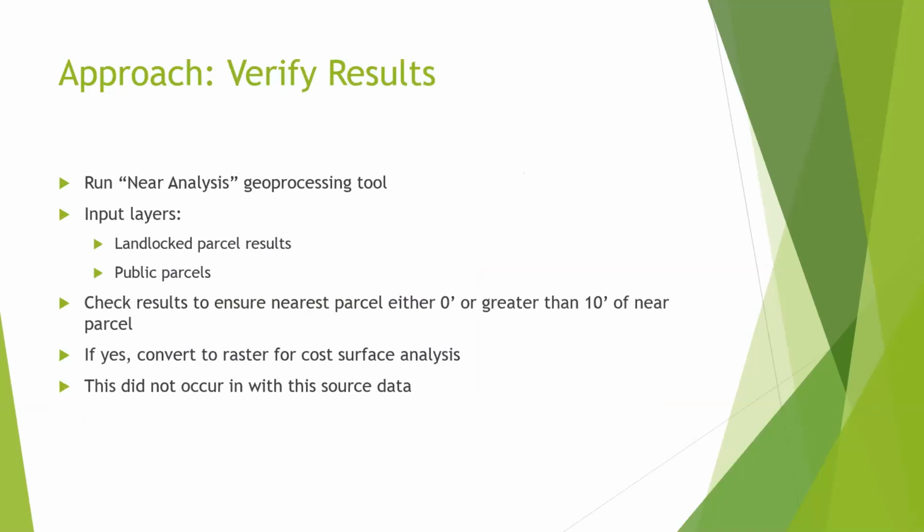In order to verify the results, I visually double-checked a few areas I noted that were pretty complex, and the algorithm handled these areas beautifully. But I didn't want to visually check the whole state, so I ran the Near Analysis geoprocessing tool using the landlocked public layers and the public parcels as the inputs. The plan was to check the results, and if there were any parcels that were really close to each other, to convert to a raster for a cost surface analysis, but this didn't occur in the source data.